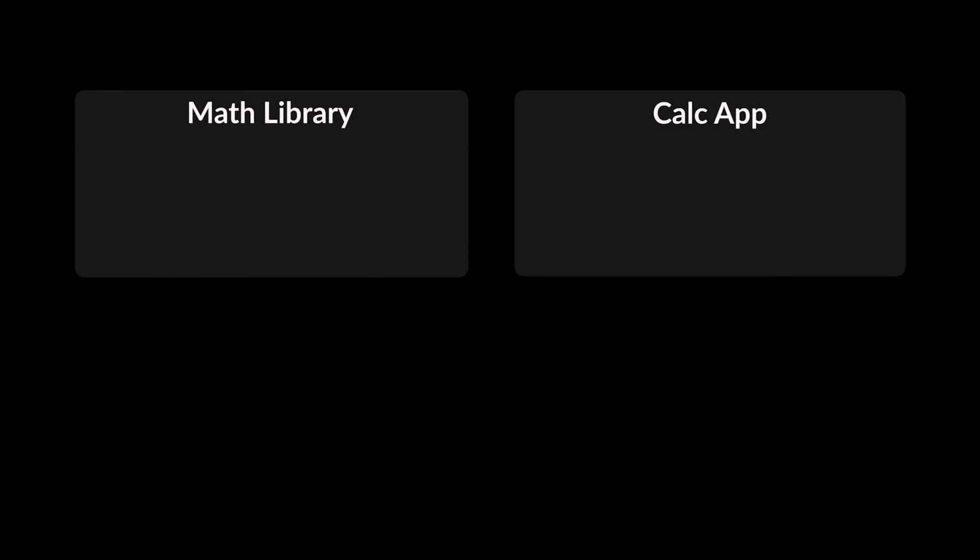In the math library build file, the Java library plugin will be applied. This makes it a producer of a jar file that is published to a repository. In the calculator app build file, the application plugin will be applied. This makes it a consumer of jar files produced by Java library projects.